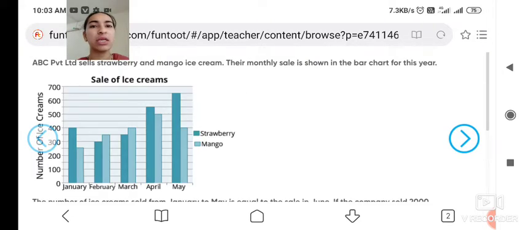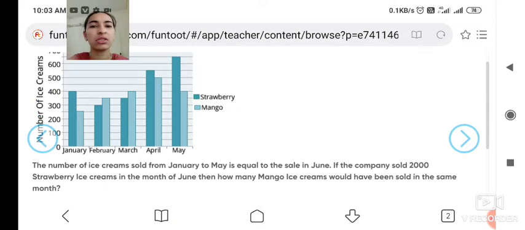Now let's take another example. ABC Private Limited sells strawberry and mango ice cream. Their monthly sale is shown in the bar chart for this year. Now the sale of ice cream is given. This is a bar chart graph. You can see in January the faint color shows mango, the darker color shows strawberry, and the numbers of ice creams are here, 100, 200. One line indicates 50. You have to take the middle number. January, February, March, April, May, all these are given.